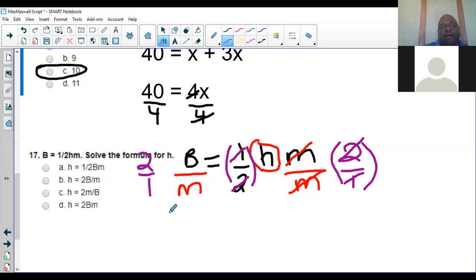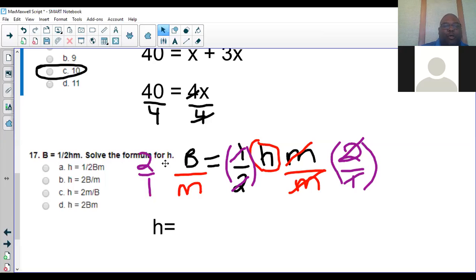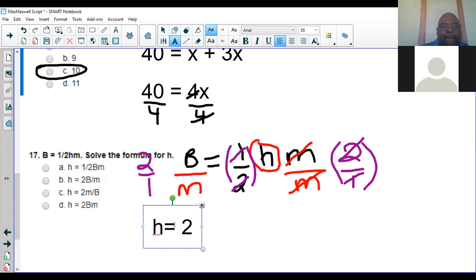So I can rewrite this now, right? I can rewrite it where I have H is equal to, move this down here. So H is equal to 2B, or not to be, right? 2B or not to be. 2B, and I'm dividing it by the M. So in this case, our choice is A, B, C, D. What's the most correct choice?